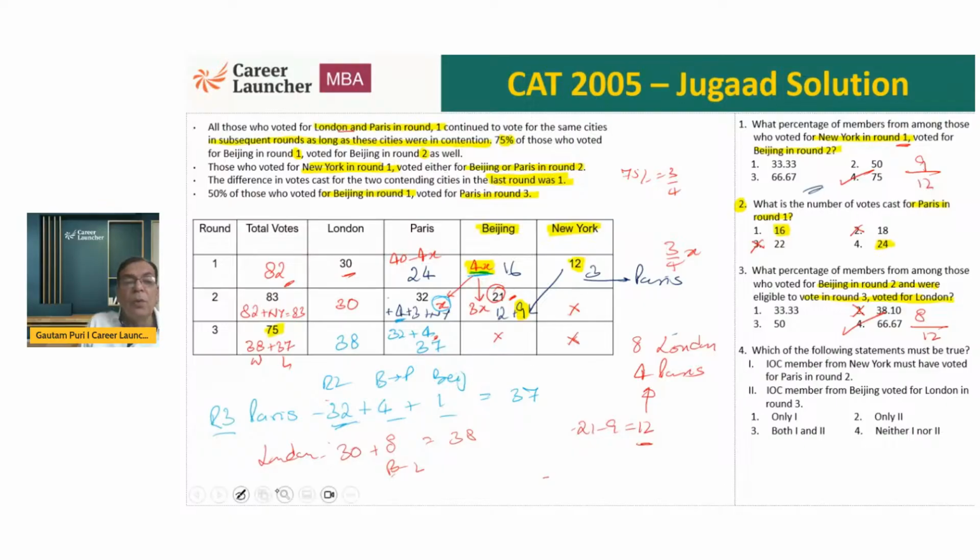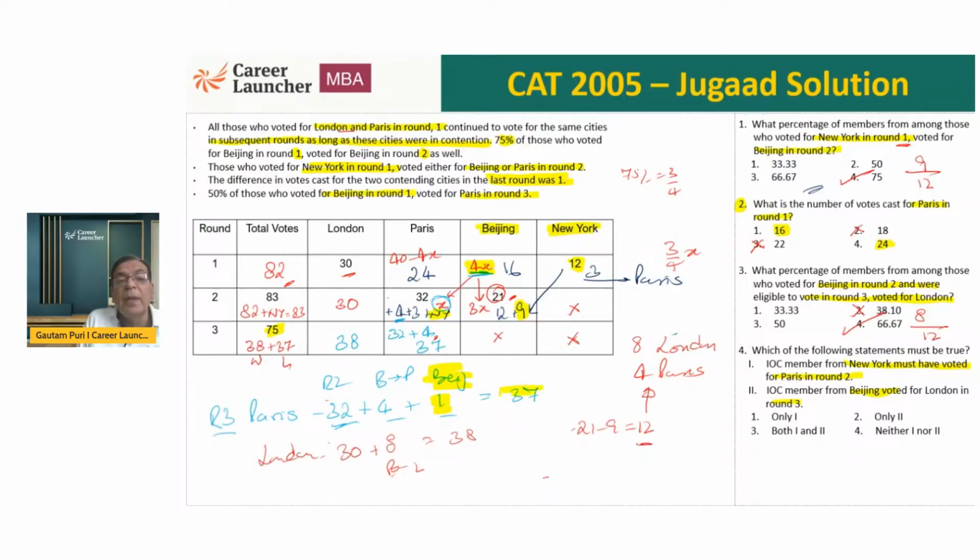Question number 4. Which of the following statements must be true? True in all cases. Statement 1: the IOC member from New York must have voted for Paris in round 2. Yes, the IOC member from New York has voted for Paris in round 2. Perfectly fine. Statement 2: the IOC member from Beijing voted for London in round 3. No.